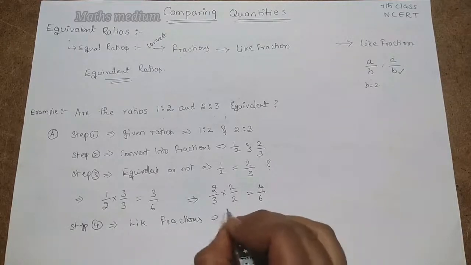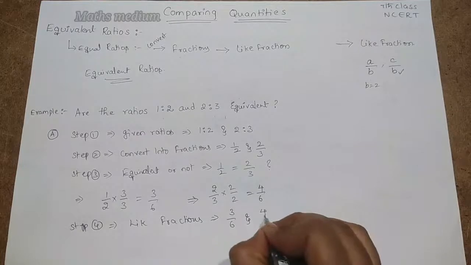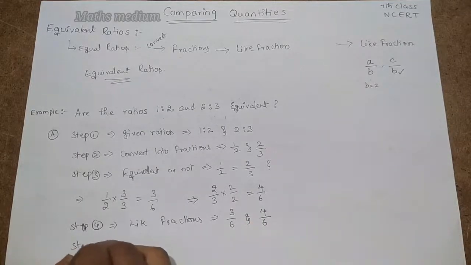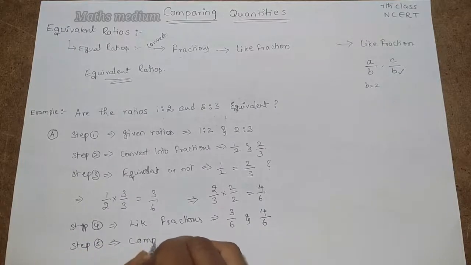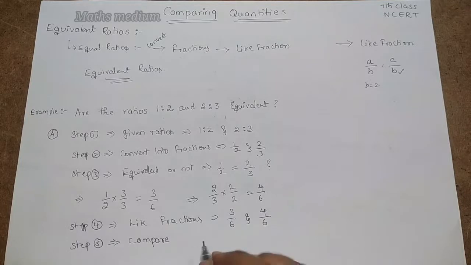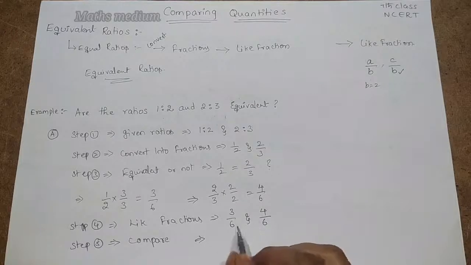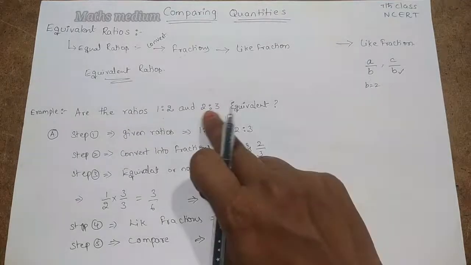Those are 3/6 and 4/6. Now step 5, compare which ratio is greater. Here 3 by 6 and 4 by 6. It means 3 by 6 is much lesser than 4 by 6, right? So the original ratio is 2:3.